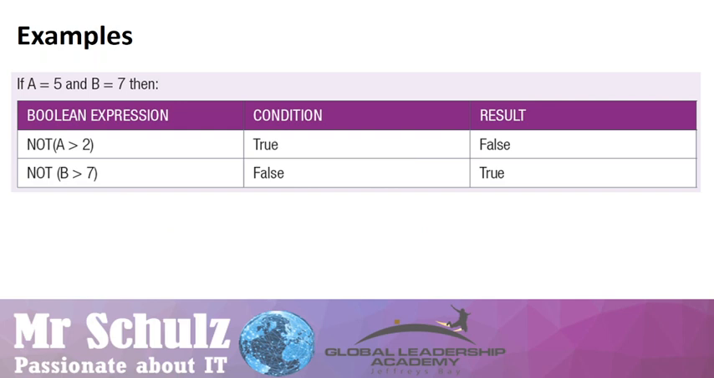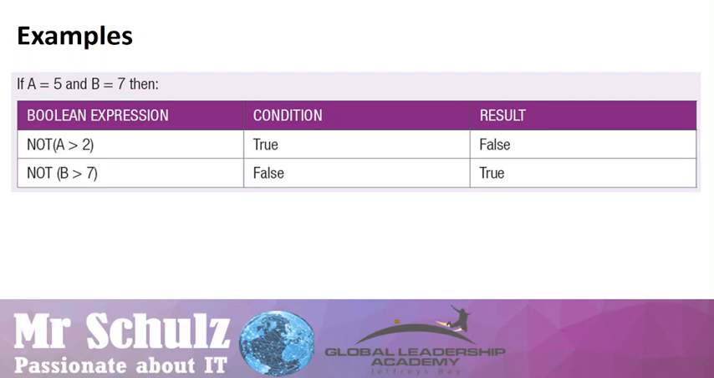Let's look at the example. So we have A equals 5 and B equals 7. Then NOT A equals 2, and the condition actually is true, but the result will be false because we are using the NOT operator. If we use, for the second one, NOT B bigger than 7, the condition is false, so our result will be true.